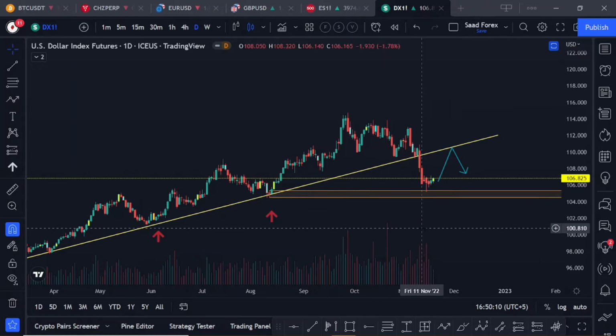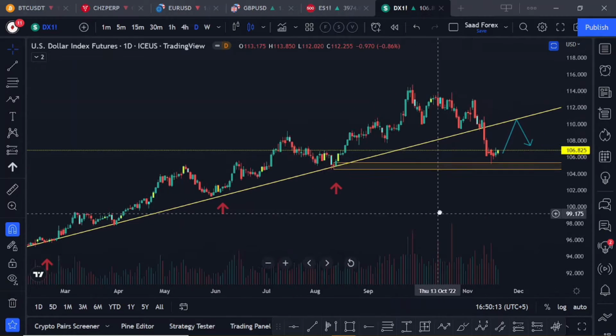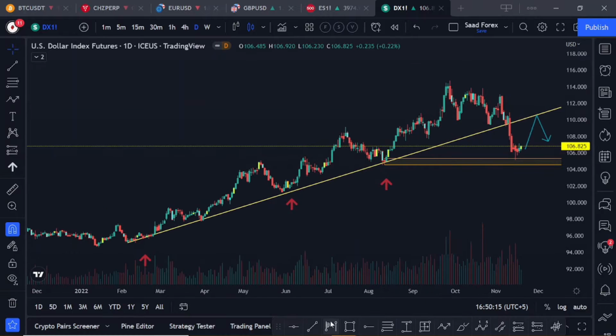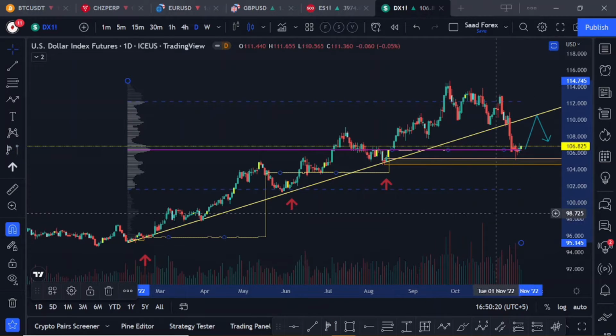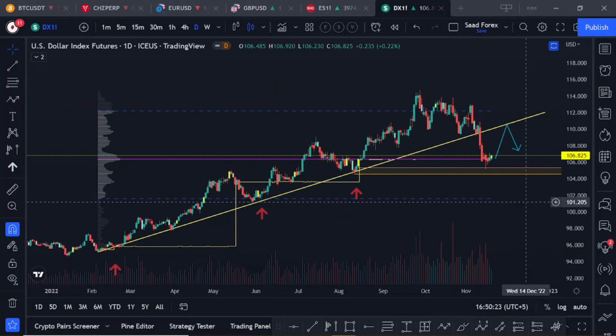We will probably have a bullish week next. Let's look at the volume profile. Stretch from here to there. We are around the POC.